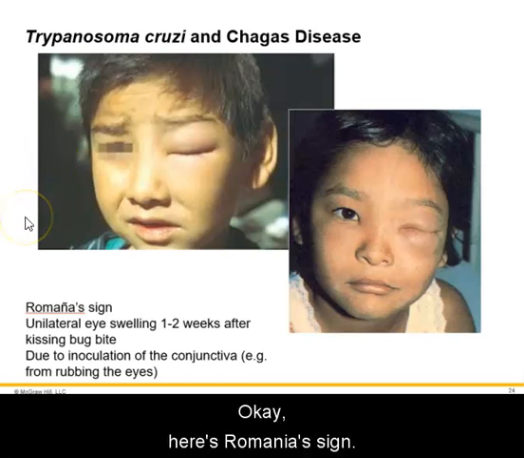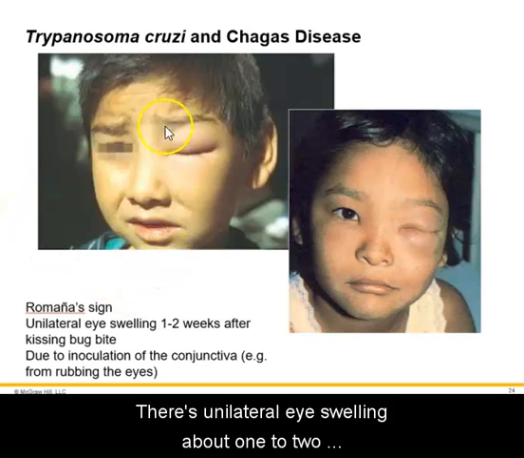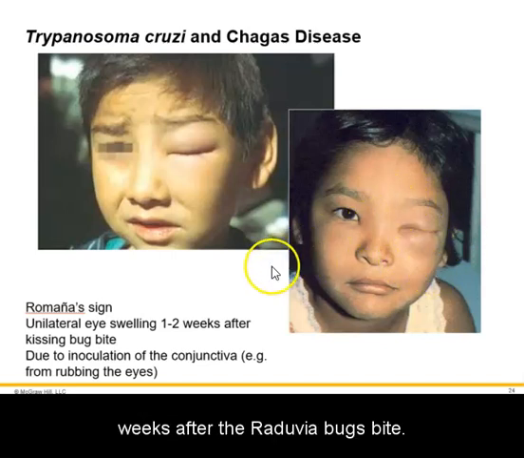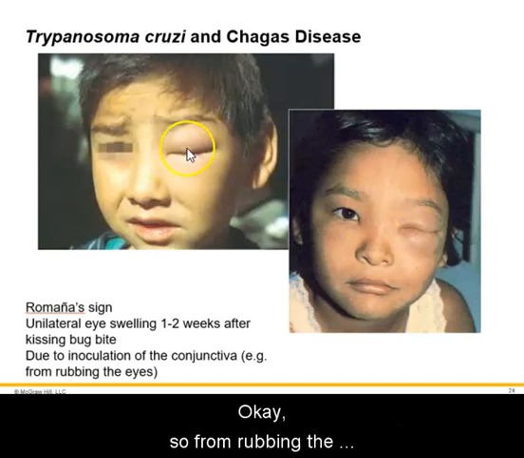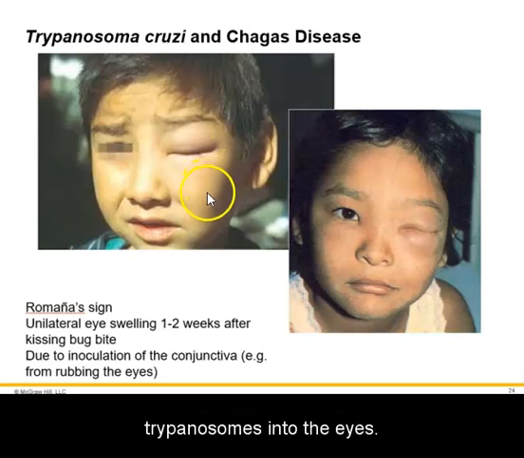Okay, here's Romaña's sign. There's unilateral eye swelling about 1 to 2 weeks after the Reduviid bug's bite. And this is going to be due to inoculation of the conjunctiva. Okay, so from rubbing the trypanosomes into the eyes.